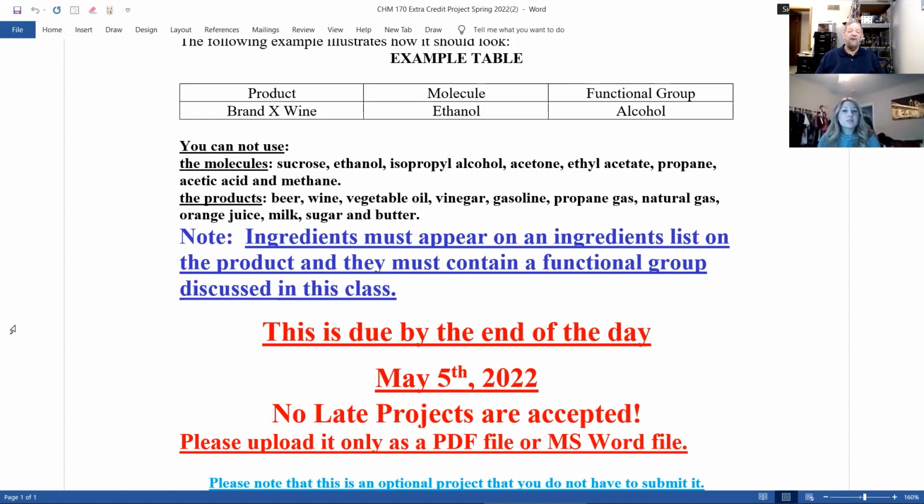All right, this is important. Ingredients must appear on an ingredient list on the product, and they must contain a functional group discussed in this class. There are a number of functional groups I didn't talk about in this class. I only got one semester, 17 weeks approximately. So I have to include the important ones for your daily life, but not all of them.